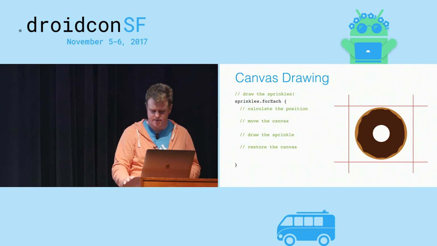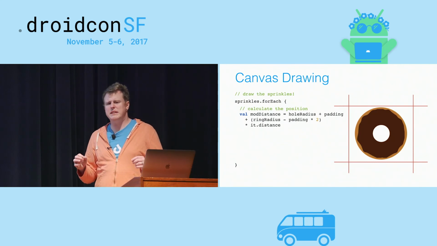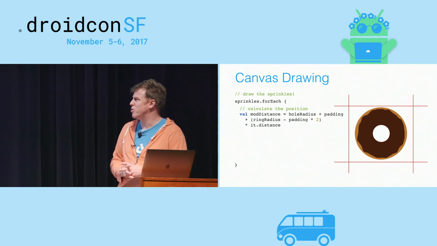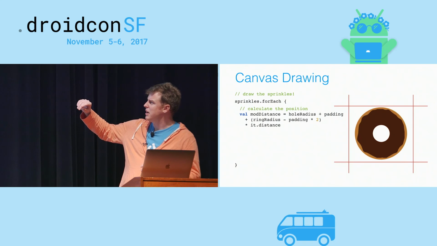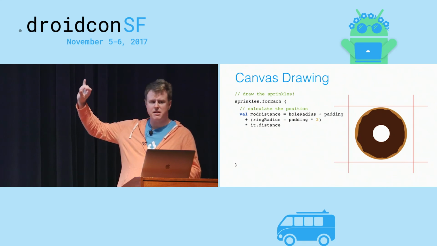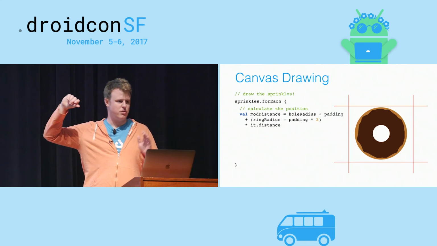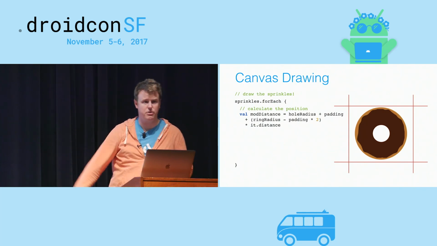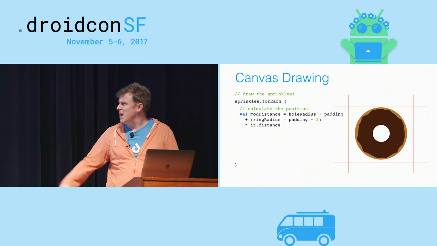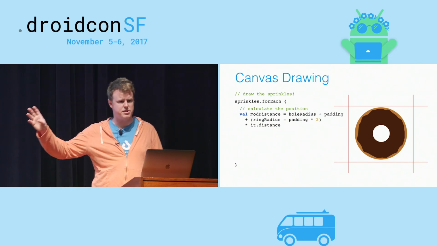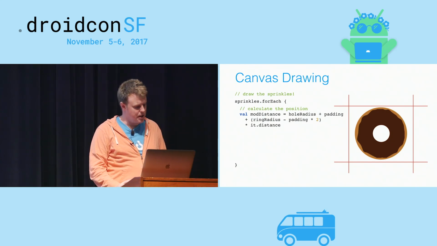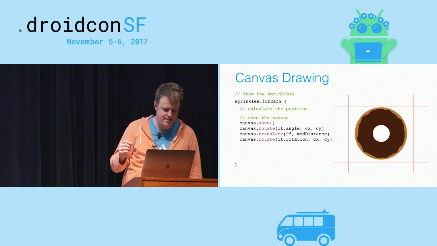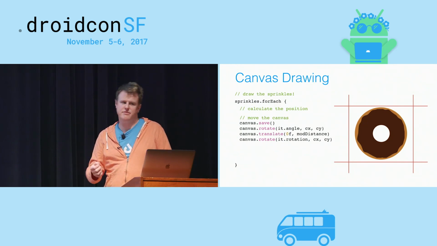So let's look at these step by step. The first one is really not super important. It's just a little bit of math to figure out the distance. I'm storing the distance as a float from 0 to 1, and that sort of tells you how far from the inside of the ring to the outside of the ring you are. And this is just a little bit of math that's very specific to donuts to figure that out. Once we have that distance, now we can go about moving the canvas.